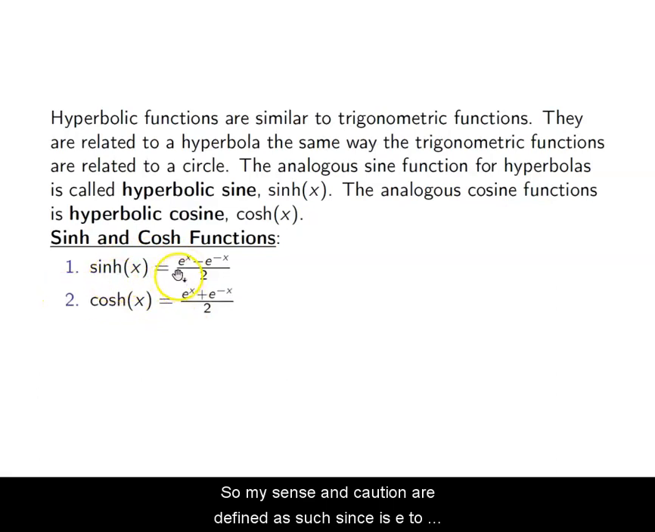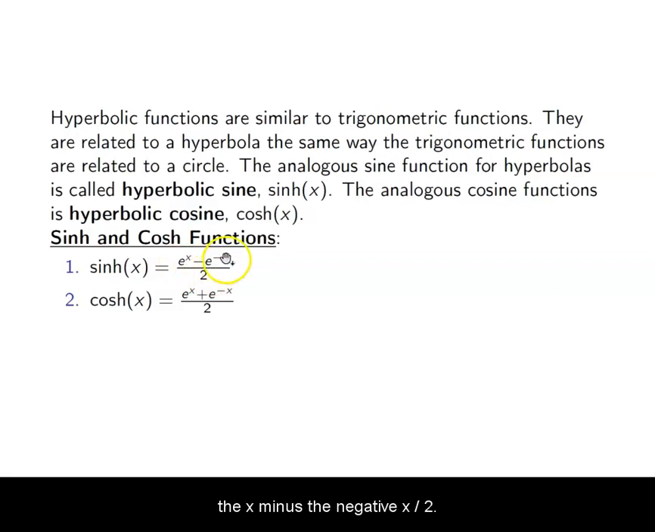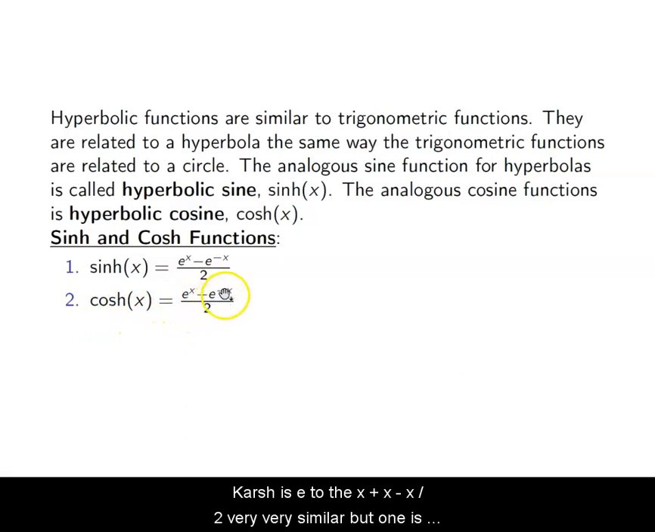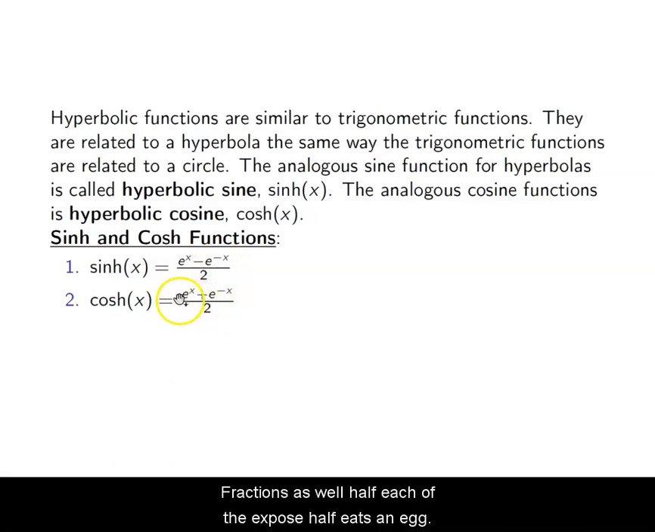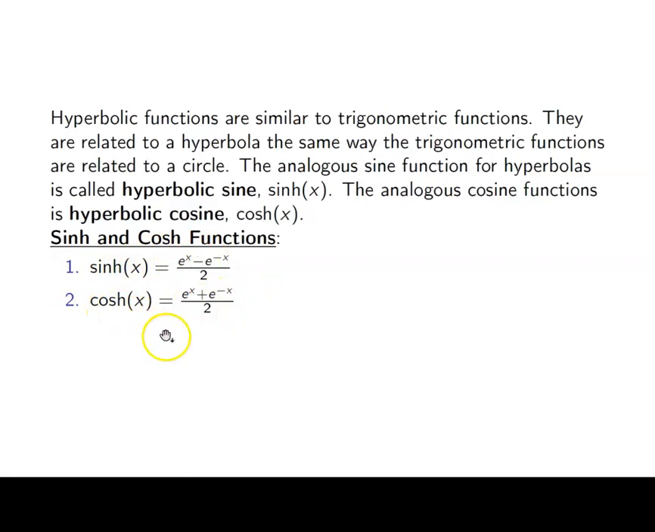Sinh is e to the x minus e to the negative x, divided by 2. Cosh is e to the x plus e to the negative x, divided by 2. Very, very similar, but one is plus and one is minus. Now notice that I can separate this into two fractions as 1/2 e to the x minus 1/2 e to the negative x. Or I can distribute this into two fractions as well, 1/2 e to the x plus 1/2 e to the negative x. The only reason that's important is because we're going to look at the graphs of these, and we're going to break this down into their two separate functions for sinh and the two separate functions for cosh.